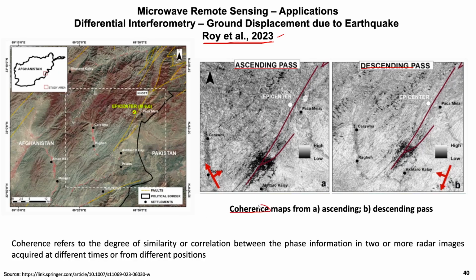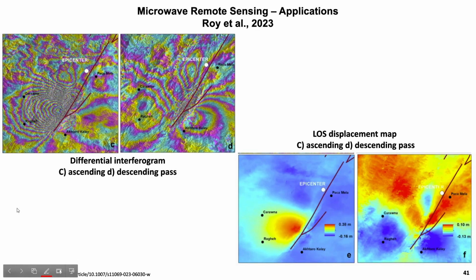Now here there is a new term called coherence. It refers to the degree of similarity or correlation between the phase information in the two radar images acquired at different times. So whether these two data have any correlation or not, how similar these two data are. That is what coherence refers to.